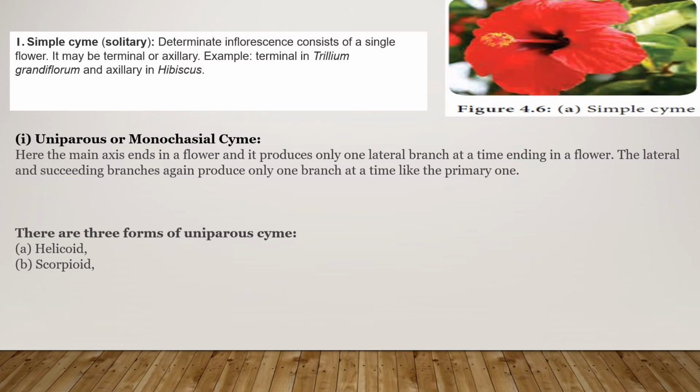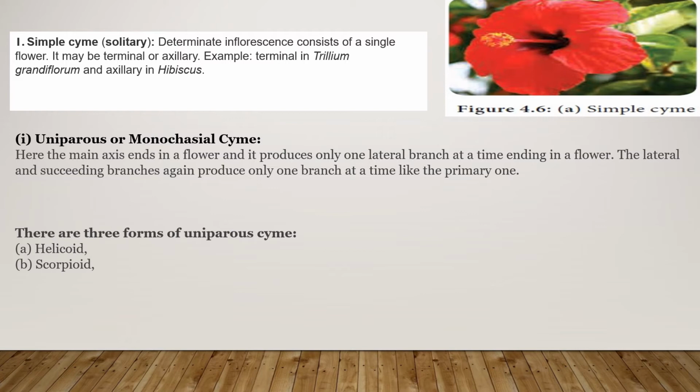So what is this simple cyme then? This simple cyme is also called a solitary cyme. The inflorescence consists of a single flower. It may be terminal or axillary. Example, terminal you find in case of Trillium grandiflorum, and axillary in case of hibiscus.